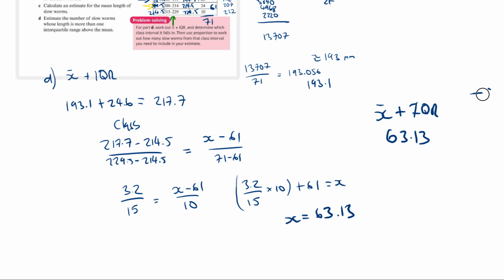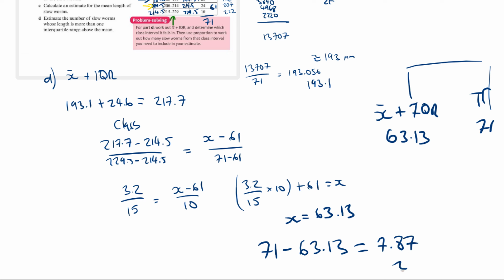We know that the total frequency is equal to 71. So we're interested in how many of those worms are above this one. Essentially, we want to find the difference between them. So it's 71 minus 63.13, which is equal to 7.87, which we can roughly round to 8. Again, it's just an estimate. And therefore, we have 8 worms that are more than one interquartile range above the mean, or an estimate of them. And that's it for question 1. Any comments, please let me know.